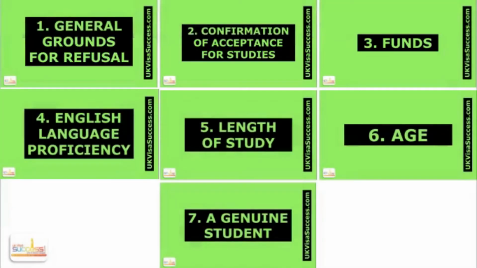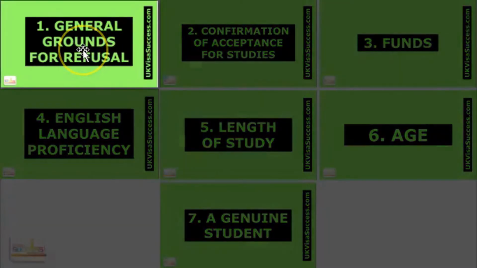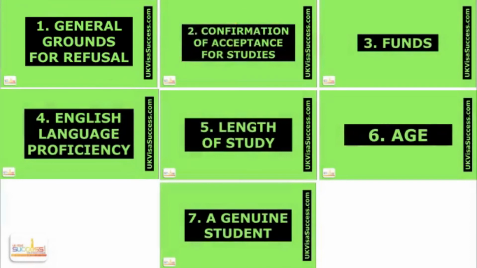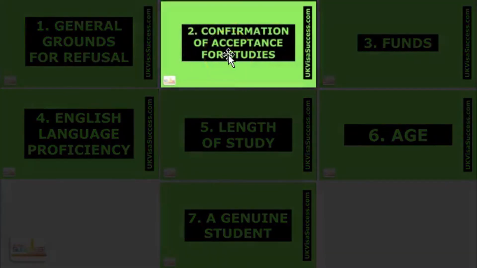And this is it, my friends. This was an overview of all 7 requirements Tier 4 general students will need to meet in order to succeed in their application to enter the UK as a student. Once again, you'll need to start preparing your application by checking whether or not you will be caught by any general grounds for refusal. Then you will need to have a digital document which is known as confirmation of acceptance for studies, which is normally issued by the educational institution where you're going to study, and normally it's valid for 6 months.